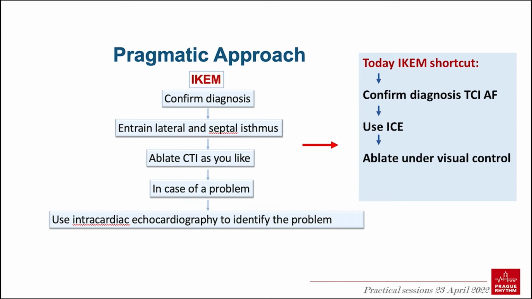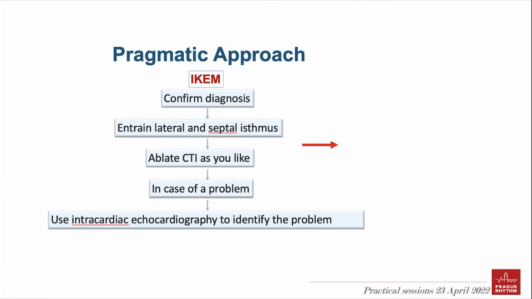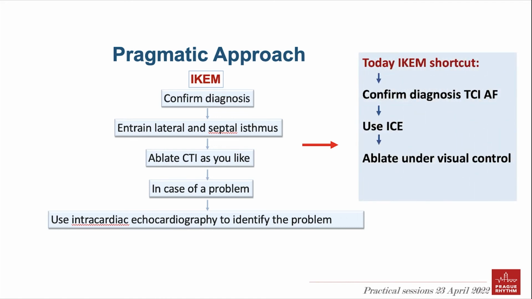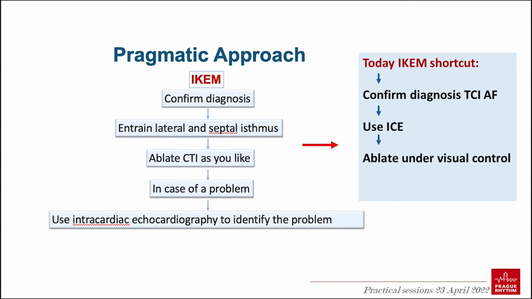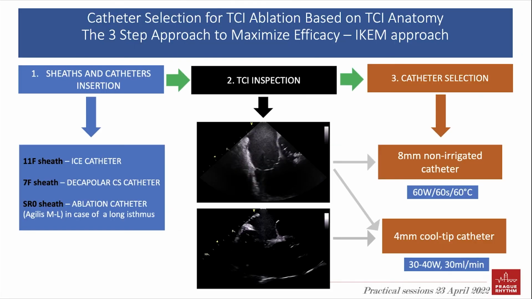Here you can see this slide with the pragmatic approach for atrial flutter ablation. After confirmation of diagnosis, followed by catheter ablation, and in a case with some problem, you use ICE. But more recently, we changed our strategy and we prefer to use it in every case of CTI ablation. After visualization of the CTI anatomy on echocardiography, we can choose a type of catheter for ablation. With these new technologies, such as pulsed field, our future will probably be more bright.